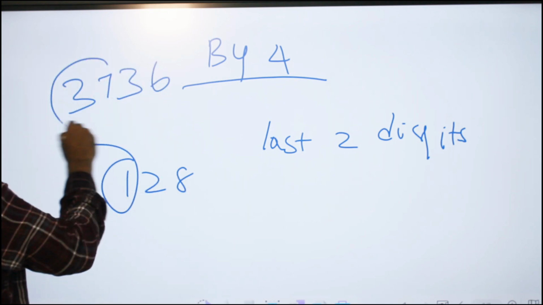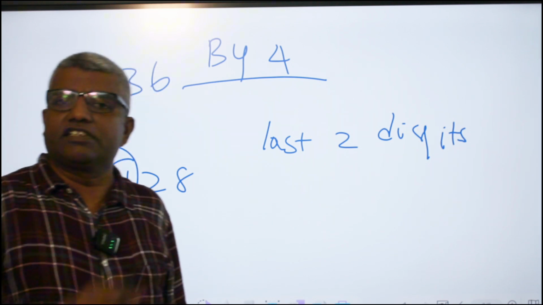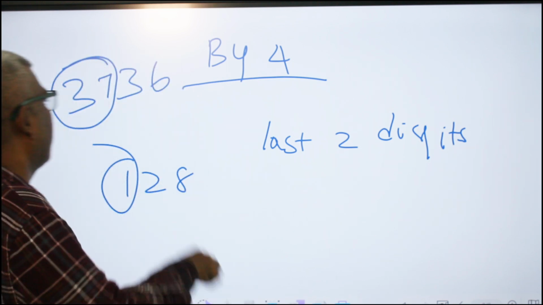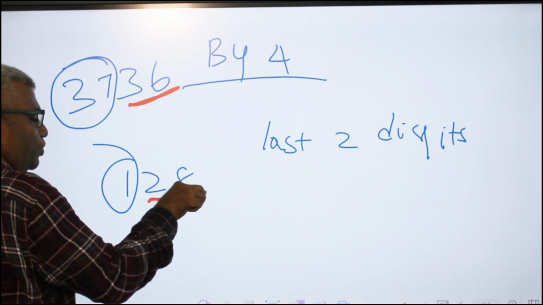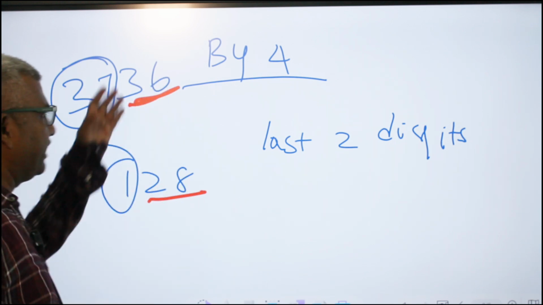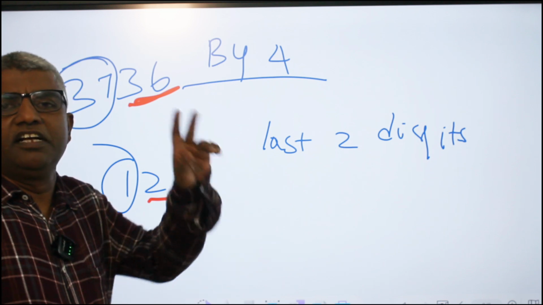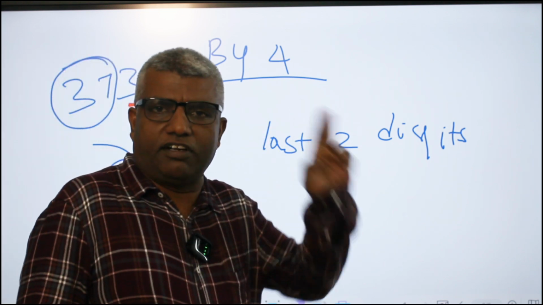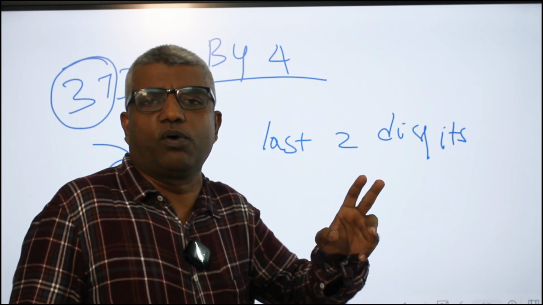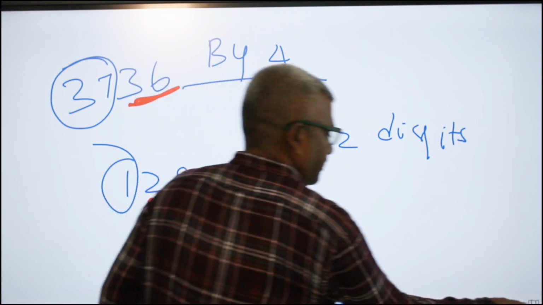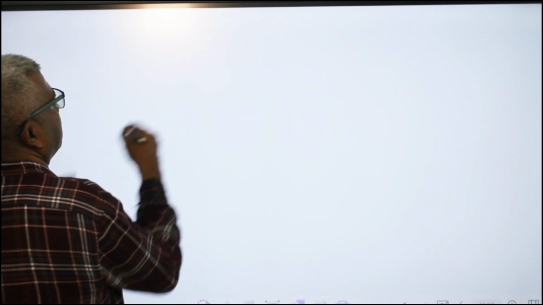Suppose 3736. 3700 you need not worry about. This is divisible by 4. Now we have to focus only on the last 2 digits. So 36 is divisible by 4, 28 is divisible by 4. Okay. For 2, last 1 digit. For 4, last 2 digits. Just we will check it out.